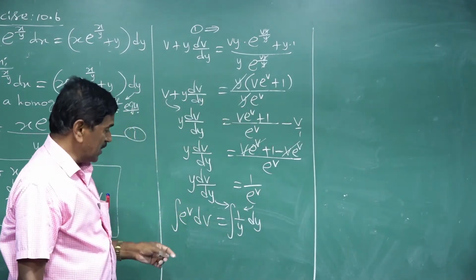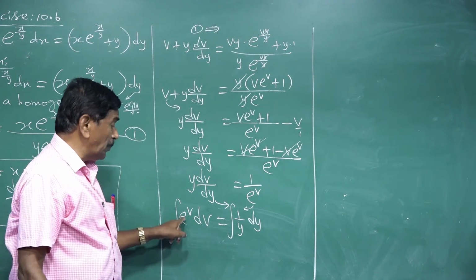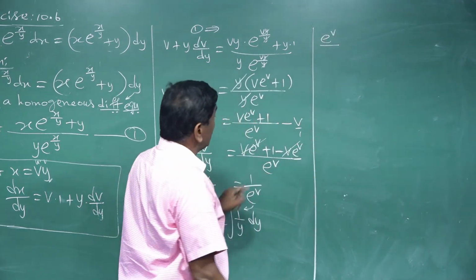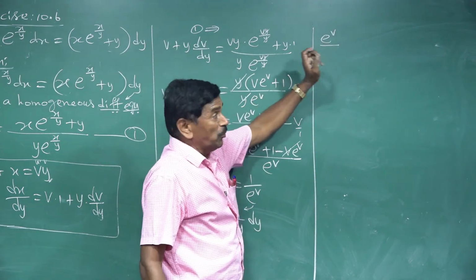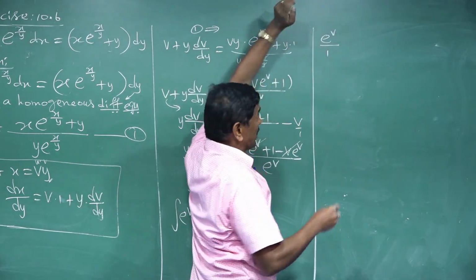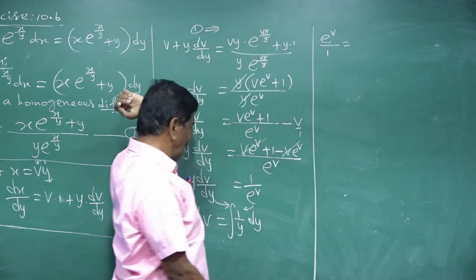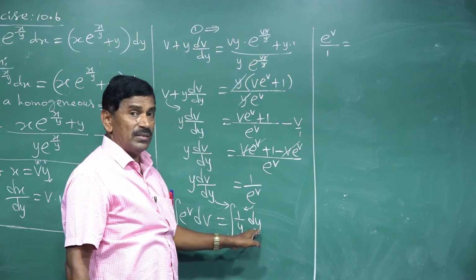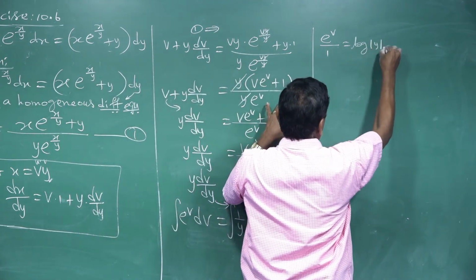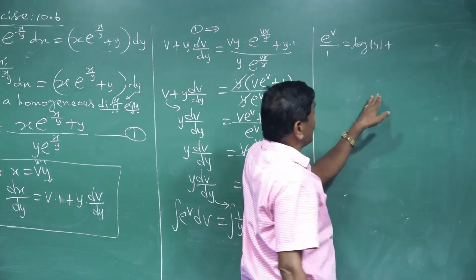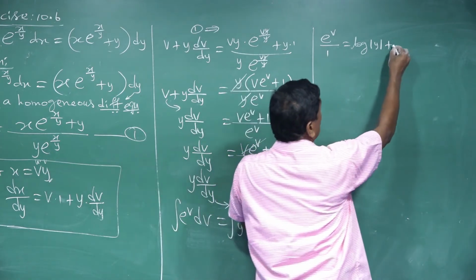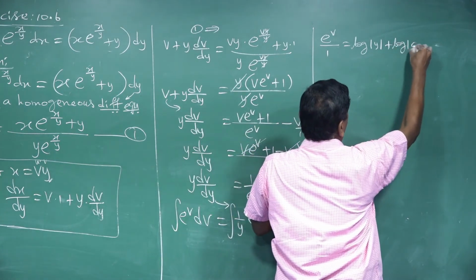Now I want to integrate. Integral e power v dv is equal to e power anything, integration stays the same, divided by the coefficient of v, here 1, therefore divided by 1. Suppose the coefficient of v is minus 1, it means divided by minus 1, likewise. This is equal to integral 1 by y dy, which is log y, so log modulus y. And for our convenience, add the integrating constant as log c, so place log modulus c, that's all.